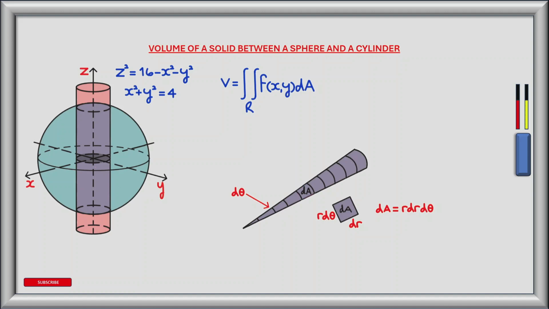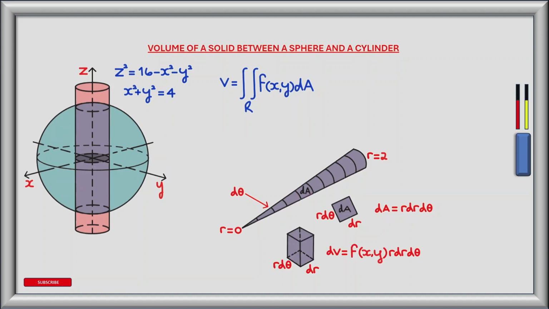When we sum or integrate in the r direction, for this exercise, we begin at the origin of the circle, so where r is equal to 0, and we travel to the perimeter of the circle, so where r is equal to 2, as we saw when we converted the region of intersection to polar coordinates. If we multiply an infinitesimally small piece of area, dA, by a height function, we get an infinitesimally small piece of volume, dV. So that's the height function, f of xy, multiplied by r dr d theta, which, as we saw, is an infinitesimally small piece of area.